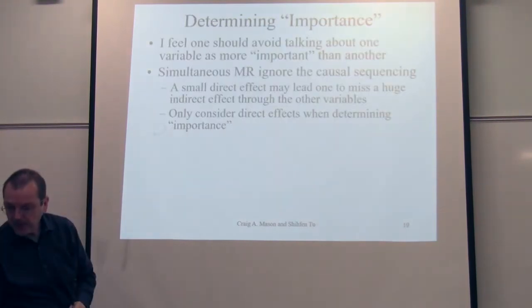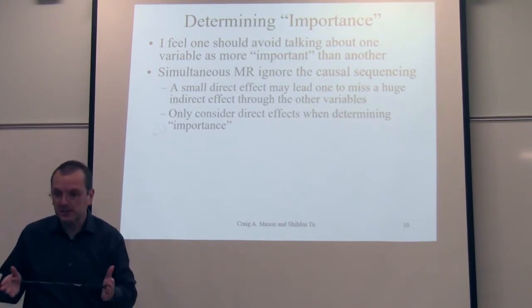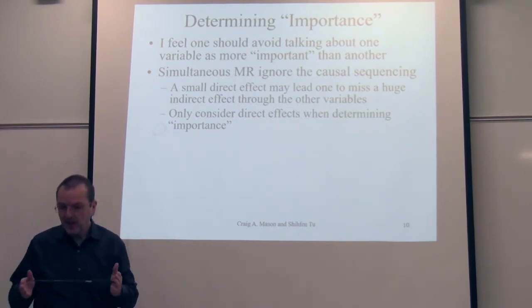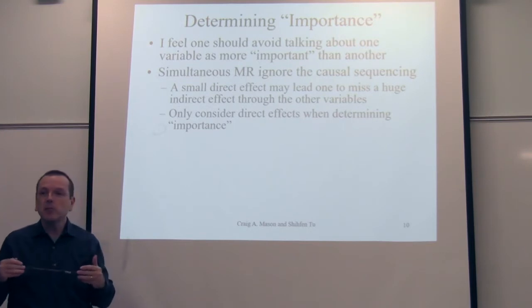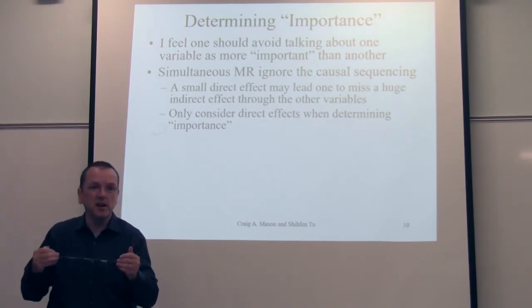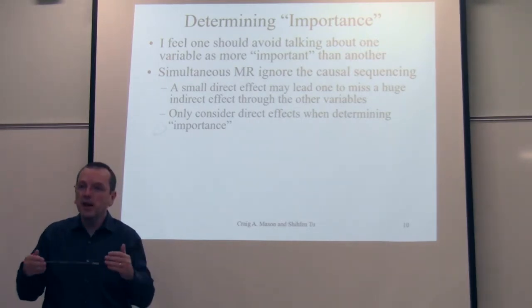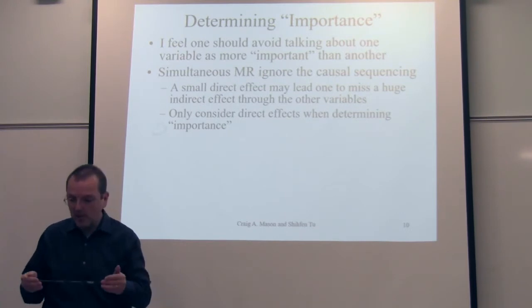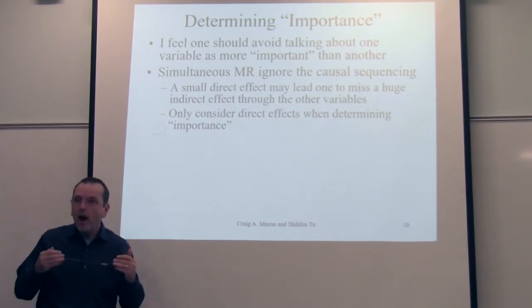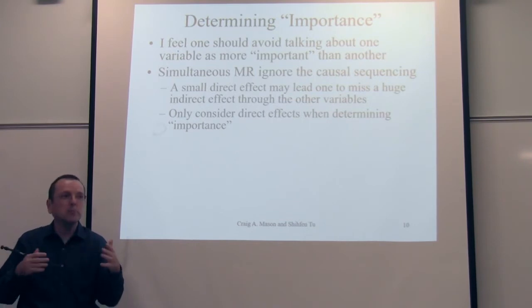Now, the text talks about importance, and how do you determine which models and which approaches are best at determining the relative importance of variables. And the book makes the case that simultaneous is a better approach for determining the importance of a variable. I'm in the camp that's not a universal perspective.